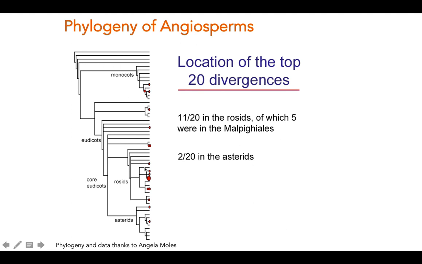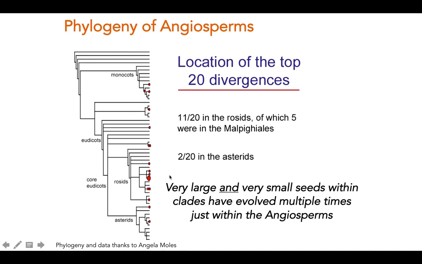You see the monocots here, the roses and the asterids. And we're plotting here, if you see these red or these larger or smaller circle areas, these are the location of the top 20 divergences in seed size. So these are taxa across the angiosperm phylogeny where we see huge variation in seed size, ranging from some of the smallest seeds to some of the largest seeds. And if you notice, this variation in seed size occurs quite frequently across the angiosperm phylogeny.